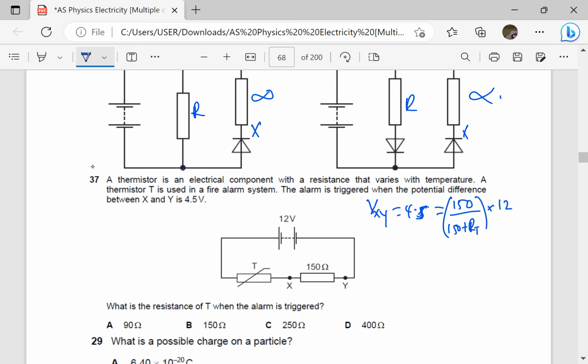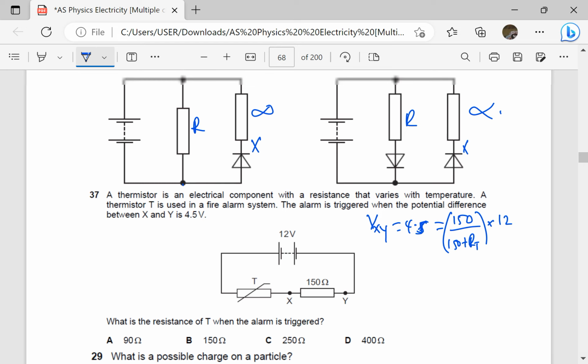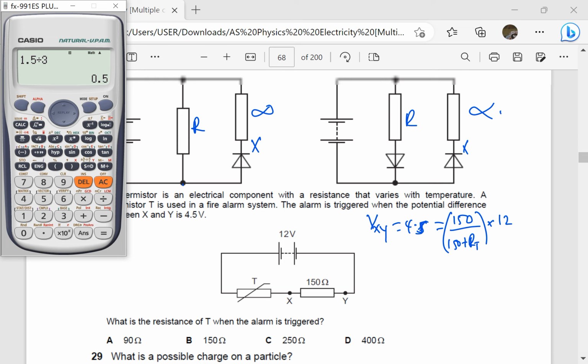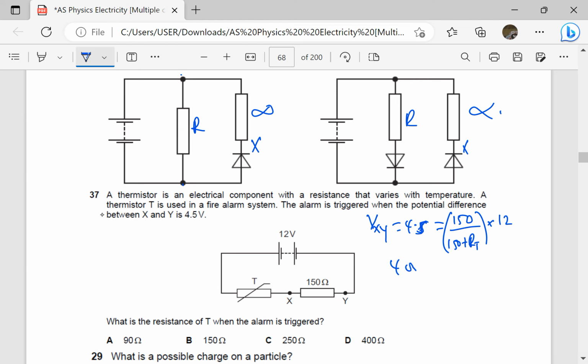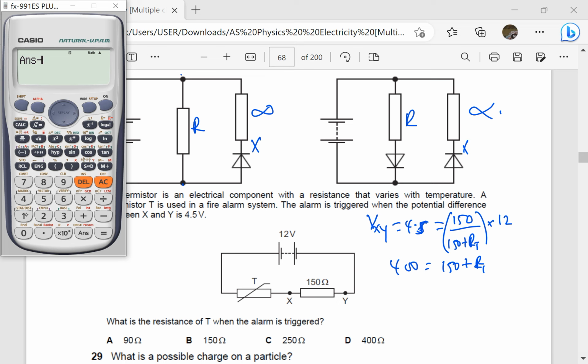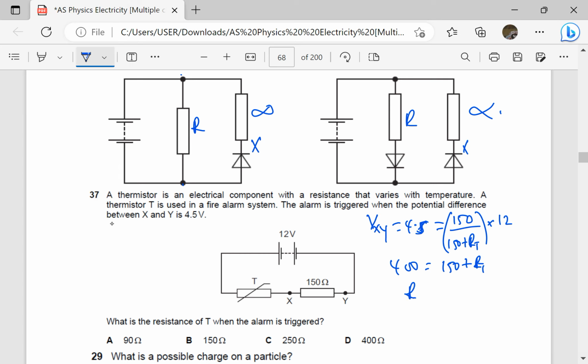Let me check my calculator. I have 150 times 12, divided by 4.5, that is 400. So 400 is equal to 150 plus R of the thermistor. So I have 400 minus 150, which gives me 250. So the resistance of the thermistor is 250 ohms, making the answer C.